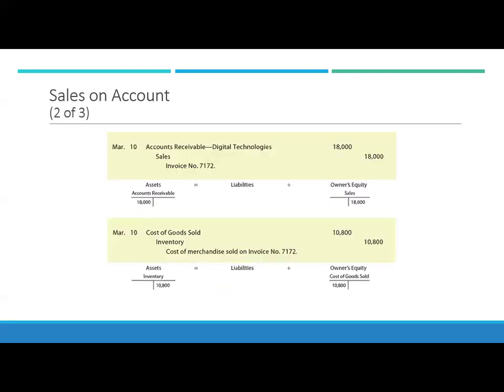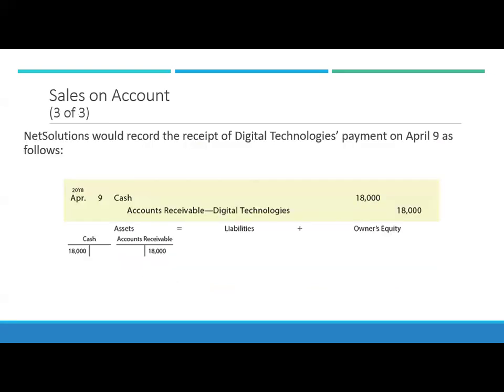There's selling inventory on account. Instead of debiting cash, we debit accounts receivable, then we credit sales, debit cost of goods sold, credit inventory. Later, when it's collected, we debit cash, credit accounts receivable.